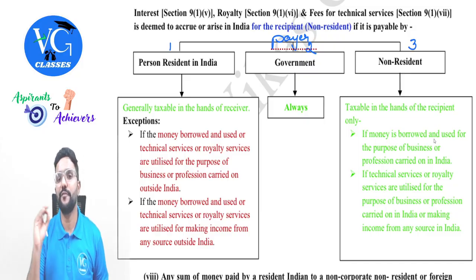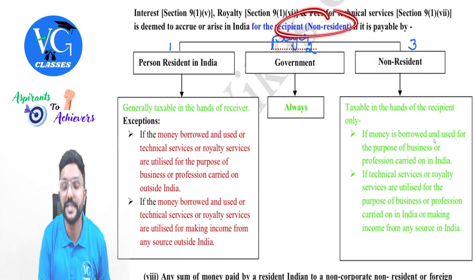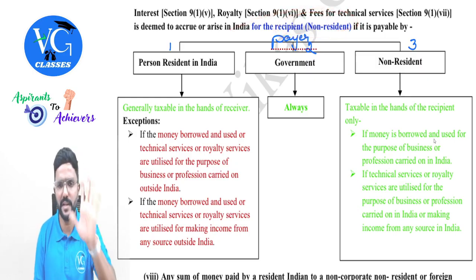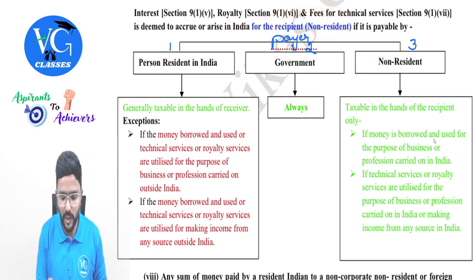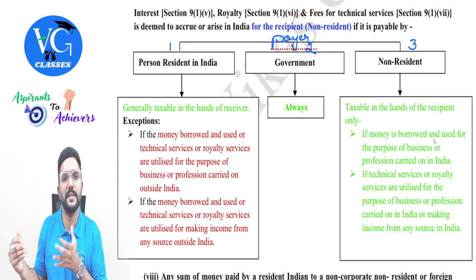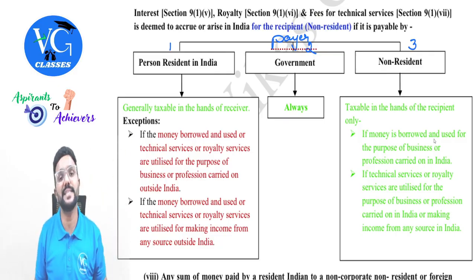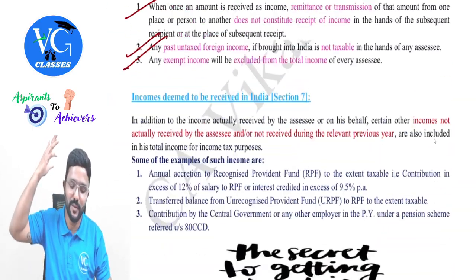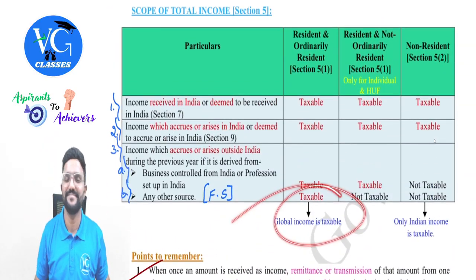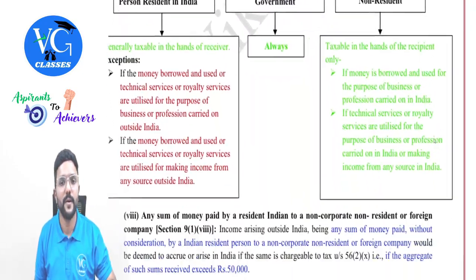Interest, royalty, or fee for technical services is deemed to accrue or arise in India for a recipient who is a non-resident. Okay, recipient is a non-resident. If it is payable by... Now, who is the payer? There are three possibilities. Recipient is always non-resident. Okay, now? Yes, sir, what if the recipient is a resident? Then always taxable, no? Why, sir? Because for them, global income is taxable. Is that clear? Yes. Okay.